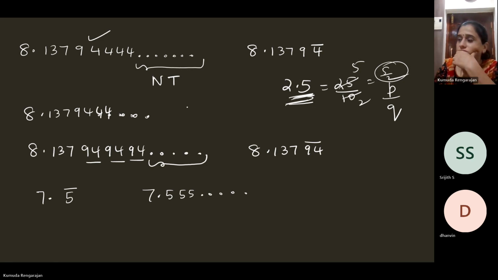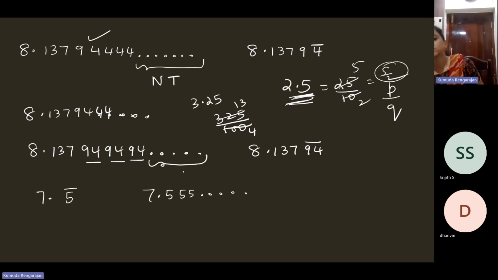3.25 is a terminating decimal, and its P by Q form is 325 by 100. In the table of 25, it will be 4, 8, 12, 13, so this is 13 by 4. So 3.25 is a terminating decimal because you can see it has 2 decimal places. That's all. The decimal portion comes to an end.